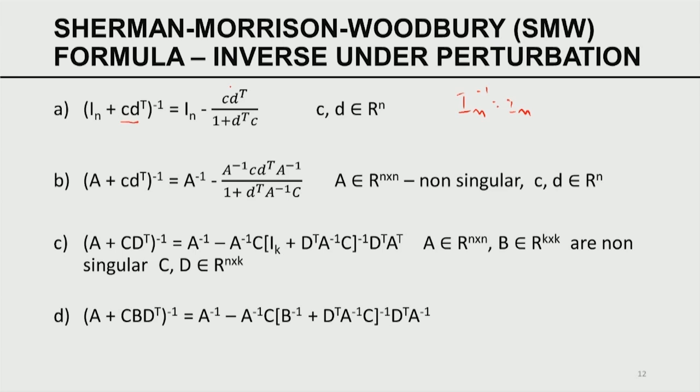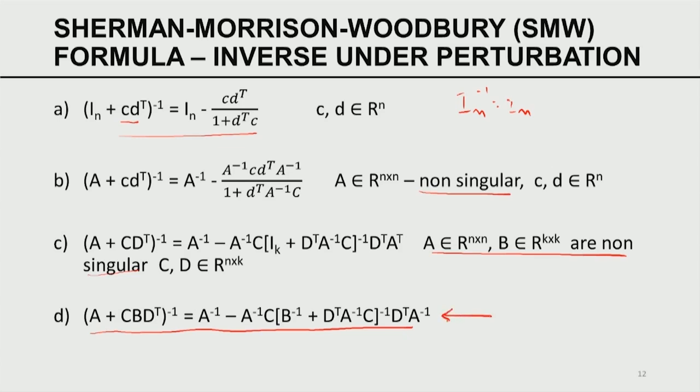That formula carries over, and these are generalizations. I can be replaced by A, while C and D remain the same. A is non-singular. In this case also A is non-singular. In this case I am assuming A and B are non-singular. I want you to be able to look at this now. In one case C and D are vectors, in the other C and D are matrices. So this is the most general form of this inverse operation, and this is the simple form.